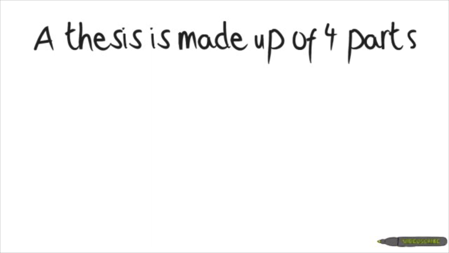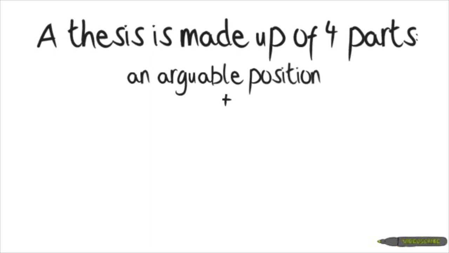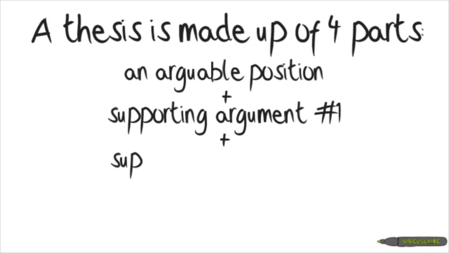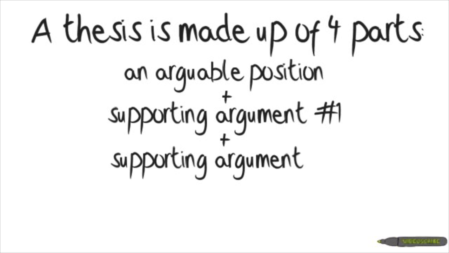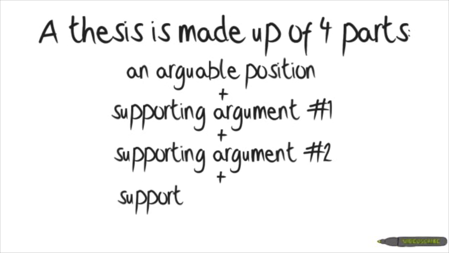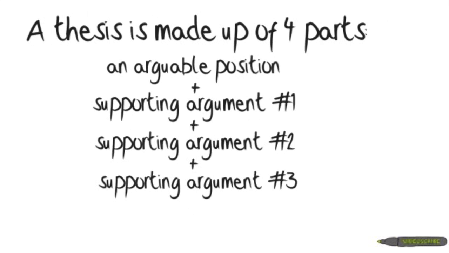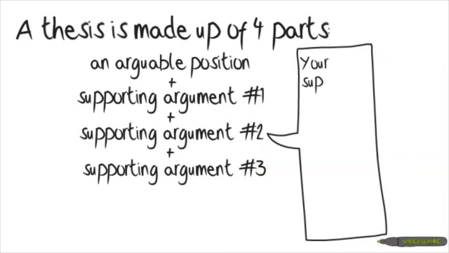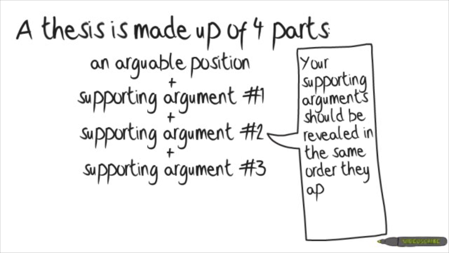A thesis statement is made up of 4 parts: an arguable position, supporting argument number 1, supporting argument number 2, and you guessed it, supporting argument number 3. It's also important to note that your supporting arguments should be revealed in the same order they appear in your body paragraphs.